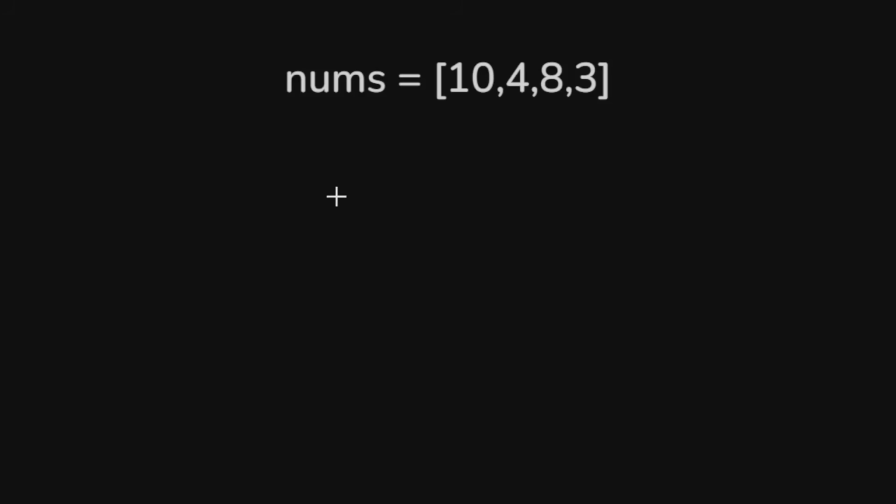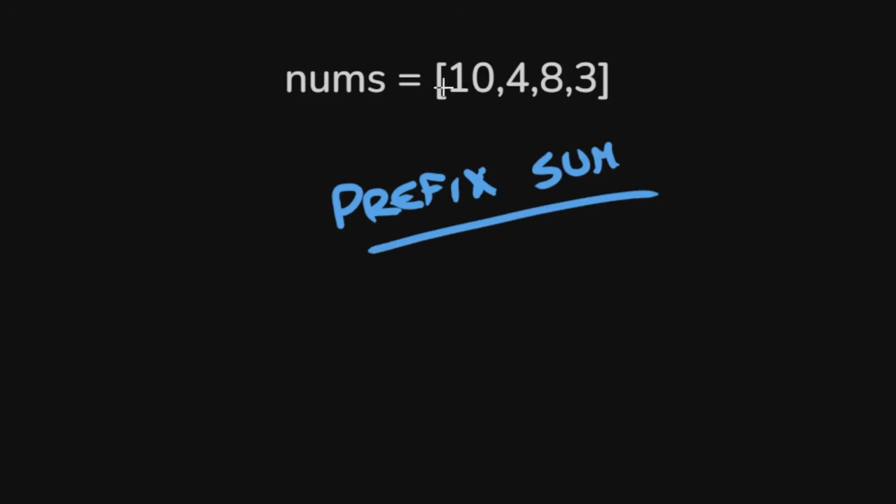The key to solve this is something called prefix sum. And this is nothing but keeping track of the accumulated sum at every index. For example, the prefix sum up to this point is 0. Why? Well, because the accumulated sum to the left of the current index is 0. Here it's 10. Here it's 14. And here it's 14 plus 8, 22.